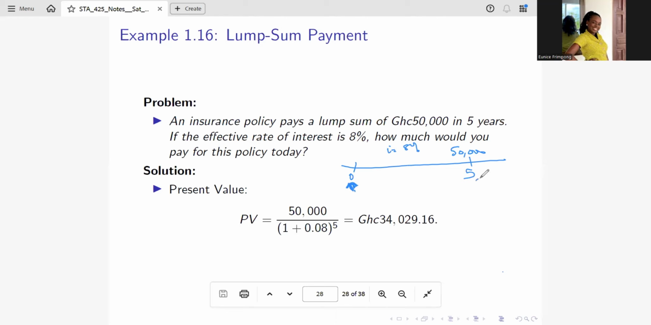So you want to find the present value, okay? So we are saying that the present value is going to be equal to the amount that has been paid at the end of year 5 divided by 1 plus 0.08 all to the power 5. And that's giving us this value, okay? So this is another example for us to better understand the concept of present value.